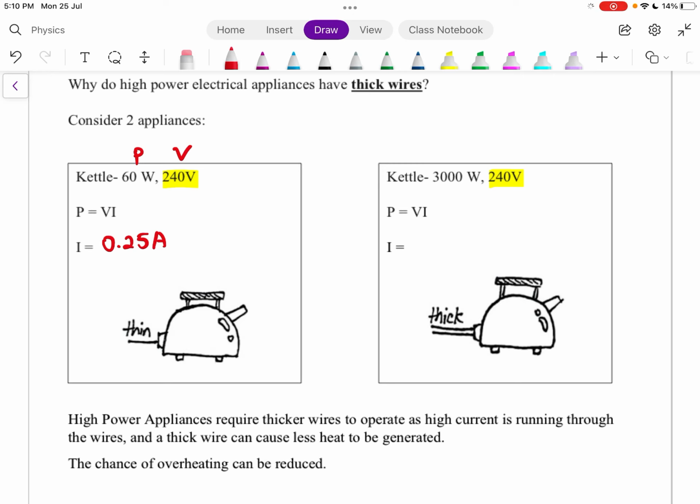The next will be the high power kettle, which is roughly 3000 watts, 240 volts. In order to operate normally, I must have a potential difference of 240 volts across the high power kettle. So first thing, current: P equal to VI. So 3000 divided by 240 is roughly 12.5 ampere. So you can see that these two kettles are drawing different amounts of current. The first is quite low, 0.25 ampere only. The other is 12.5 ampere.